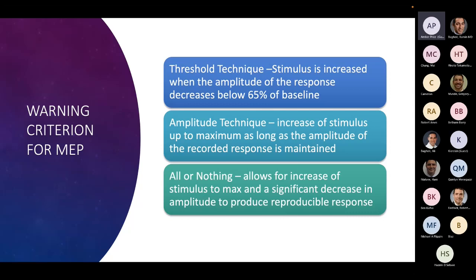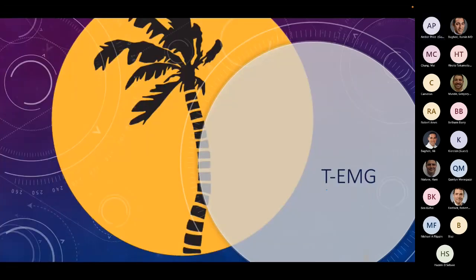Amplitude techniques, so basically you increase the stimulus up to the maximum as long as the amplitude of the recorded response is maintained at an appropriate pre-selected level. And then the all or nothing technique, which is basically increase your stimulus to max, and if you see a significant decrease in the amplitude, then that's considered appropriate warning criteria. So it's important to talk to your neuromonitor person about what criteria they're actually using for their MEPs to make sure you guys are on the same page as far as what you would like to select.